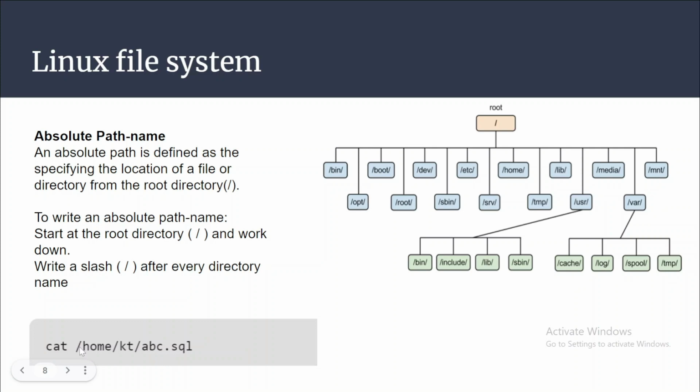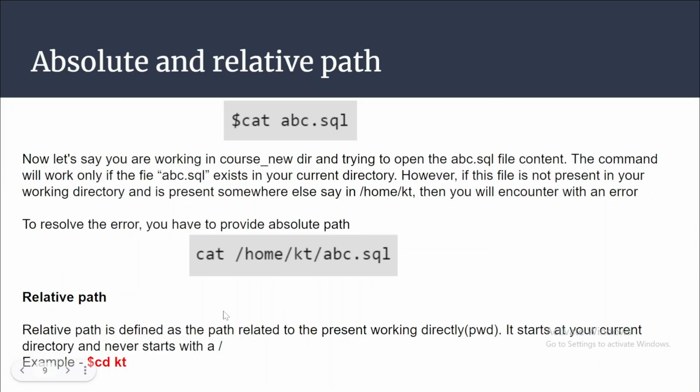Whenever you see a / symbol, it means this is defined as the absolute path. Now coming to the relative path. Let's take an example. You are working in a new directory or folder, and the name of the folder is course new. Now you are trying to open the file abc.sql.